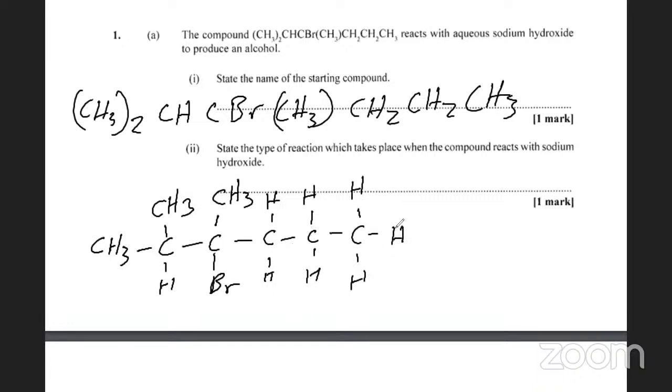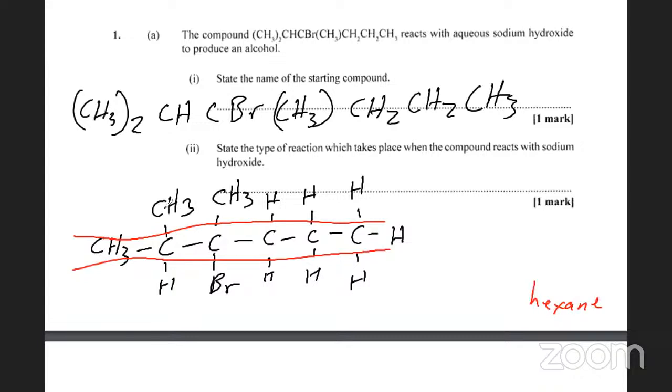All right, so this is the compound and they ask us to name it. Let's check how many carbons we have. 1, 2, 3, 4, 5, 6. So the longest chain has 6 carbons. If it has 6 carbons, we know it is hexane.